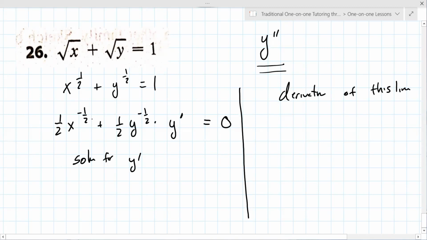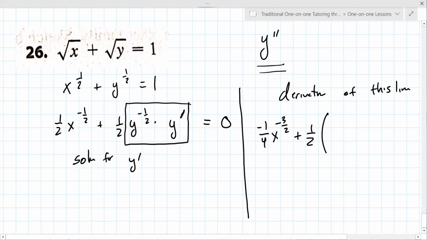But you have to separate, because if you don't, way too confusing. So derivative of this thing on the left is again power rule. So it's -1/4 x to the -3/2 plus, now this is where it gets awful. So I prefer to leave that constant out. 1/2. So this is the thing we're taking the derivative of, and this is product rule. Do you agree with that? Yes, sir. Okay.